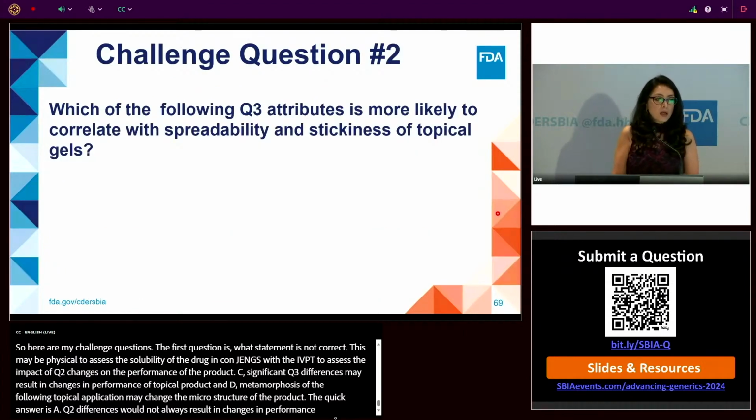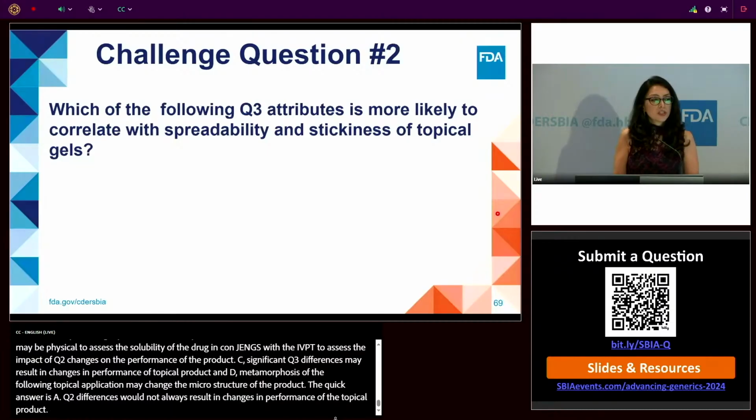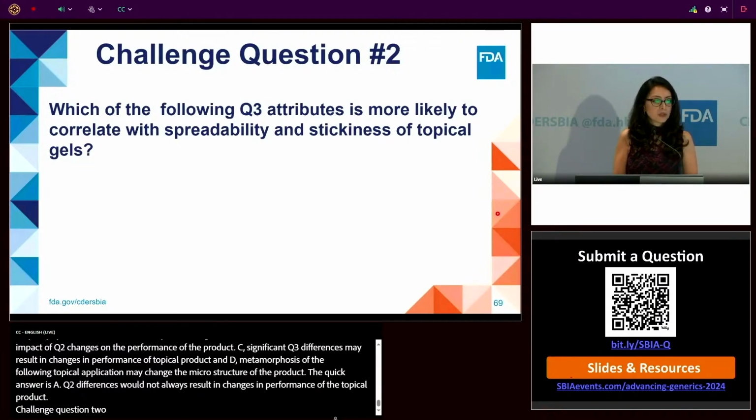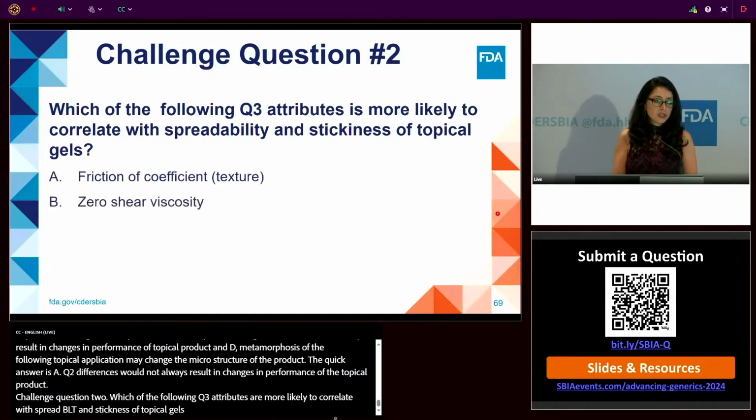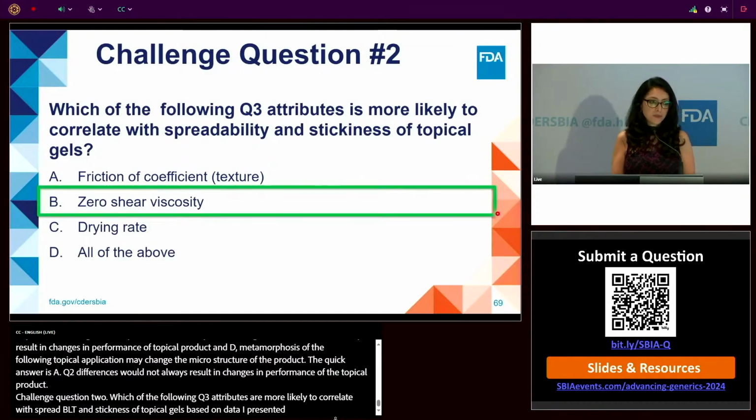product. The second question is, which of the following Q3 attributes is more likely to correlate with spreadability and stickiness of topical gels based on the data I presented? A, friction coefficient, B, zero shear viscosity, C, drying rate, D, all of the above. And the correct answer is zero shear viscosity.